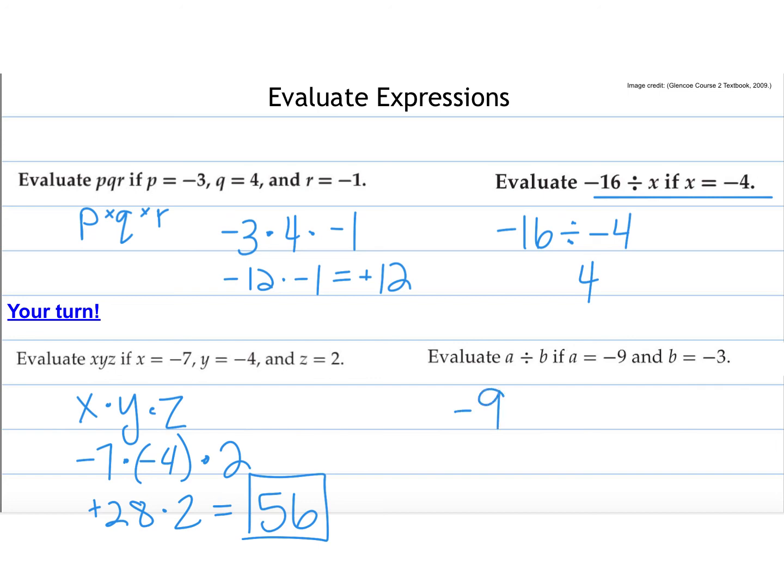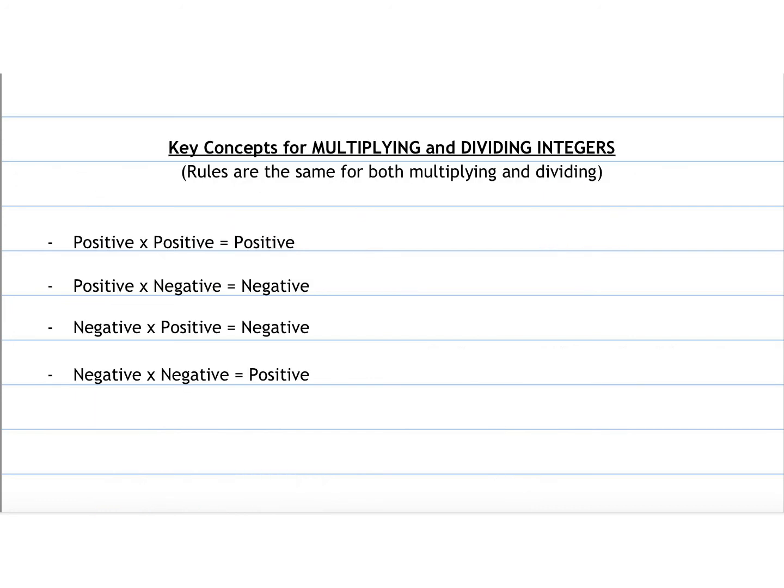Last one, evaluate a divided by b if a equals -9 and b equals -3. So -9 divided by -3. Again, the parentheses is just holding the negative with the number. So 9 divided by 3 is 3, and a negative divided by a negative, the signs are the same, so that means it's going to be a +3.